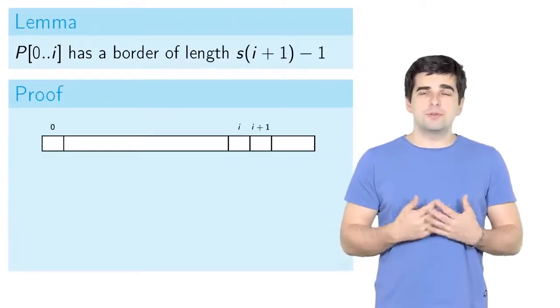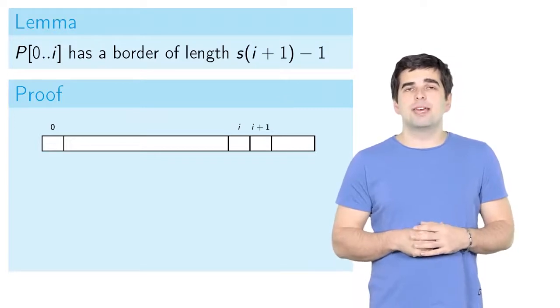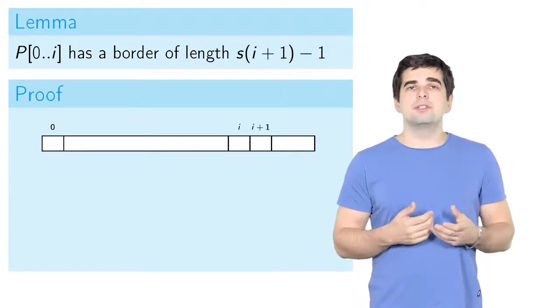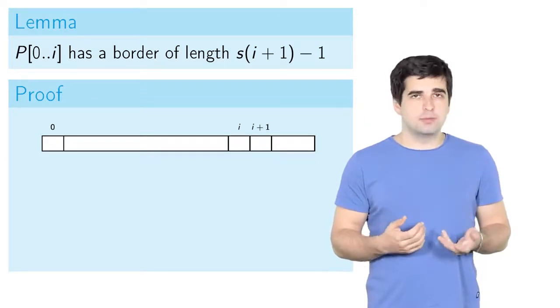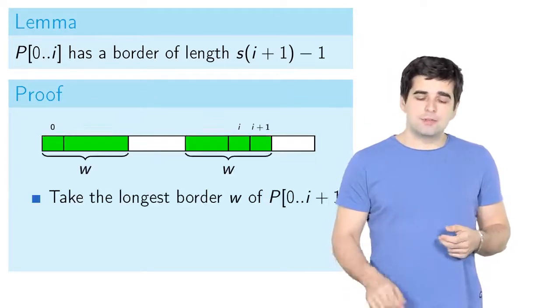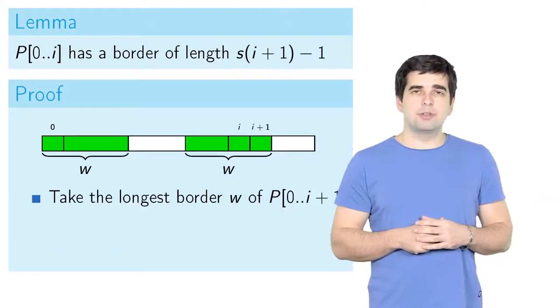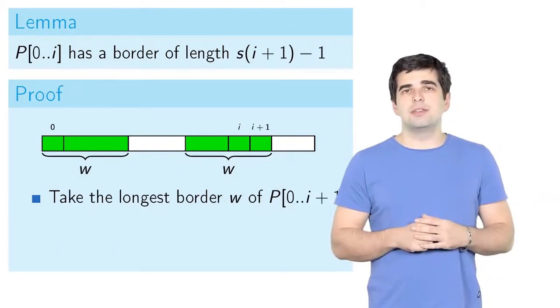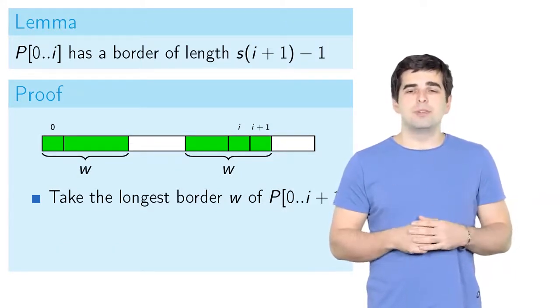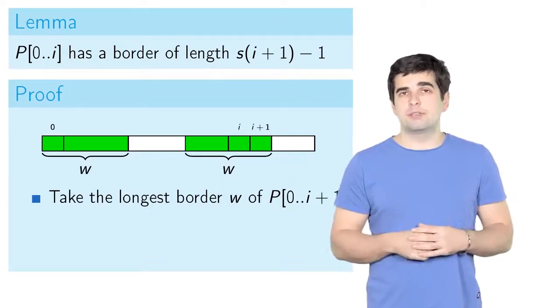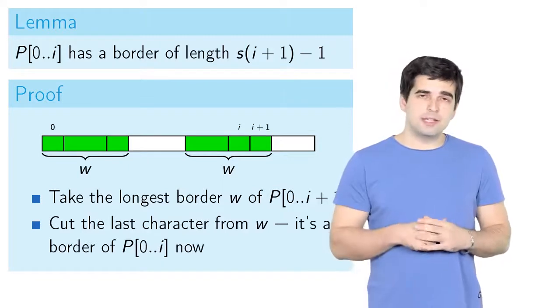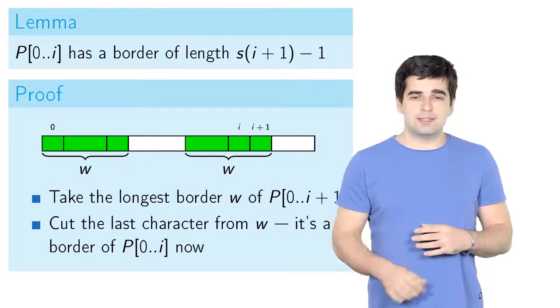Now we will prove a useful property of the prefix function, that the prefix ending in position i has a border of length s(i+1) minus 1. To see that, let's first consider the longest border W of the next prefix ending in position i+1. W has length exactly s(i+1) by definition of the prefix function. Let's consider the last character of W and cut it out.